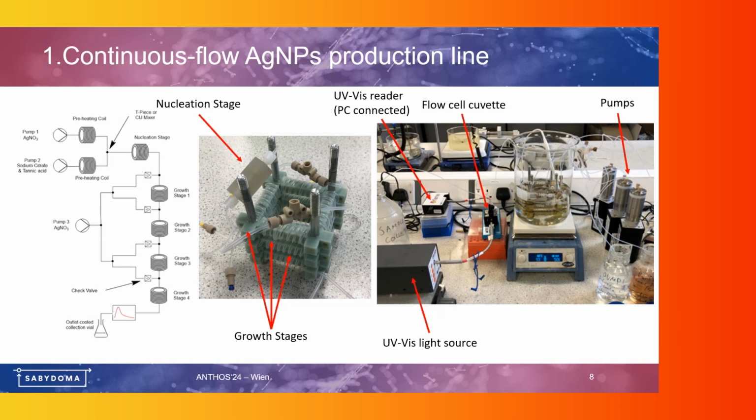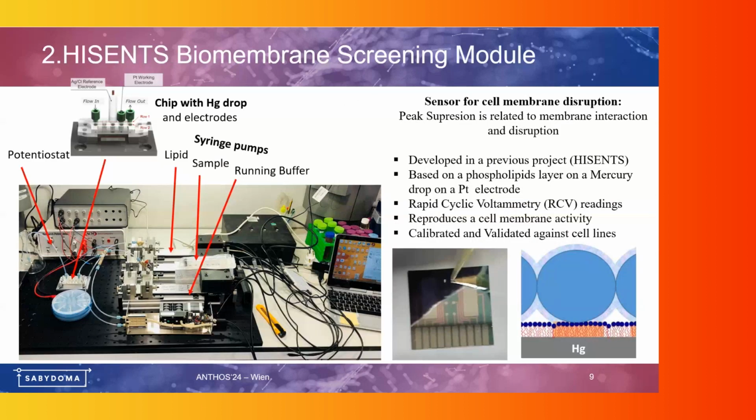And this has already been presented. So we move to the Huygens membrane. Here outside on the corridor, we have a stand to show this Huygens membrane. What you need to know now as a summary is that it is a system to mimic the membrane disruption, and it's been validated and calibrated in our project. And in Sabidoma, we added more data to keep fine-tuning it.